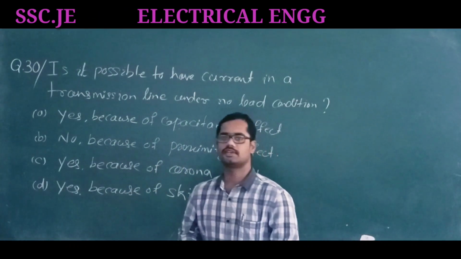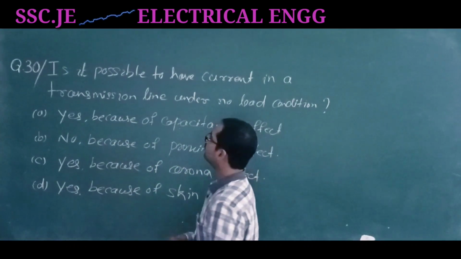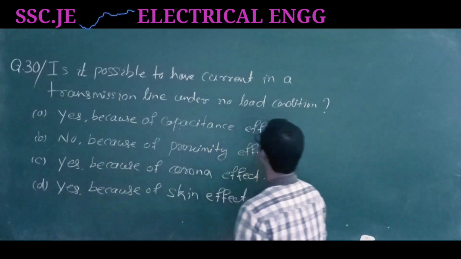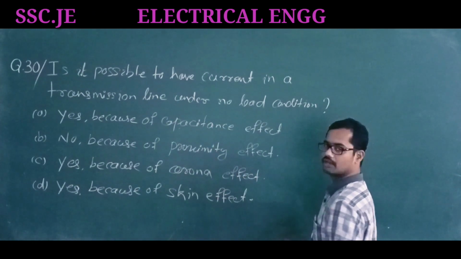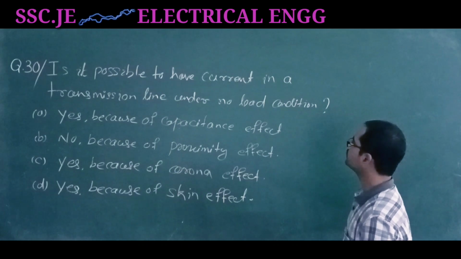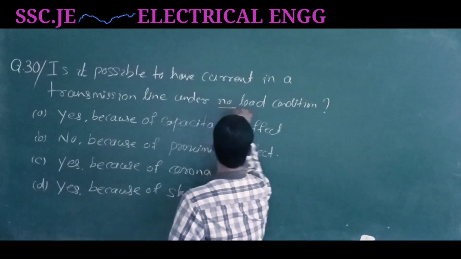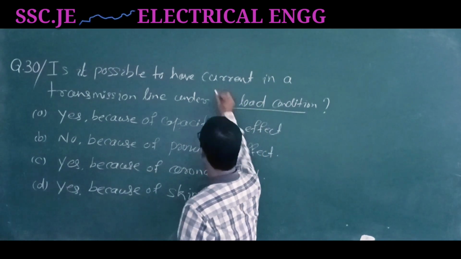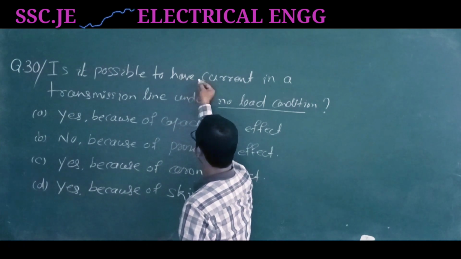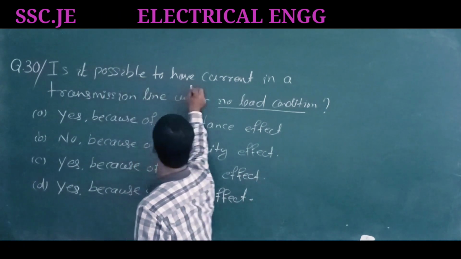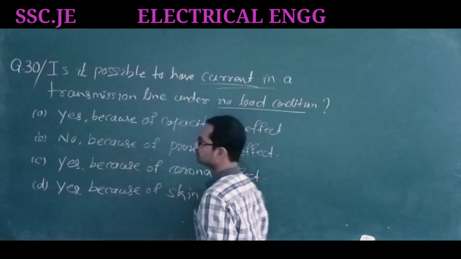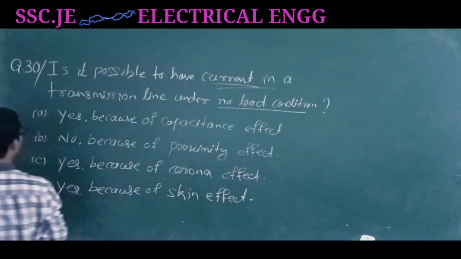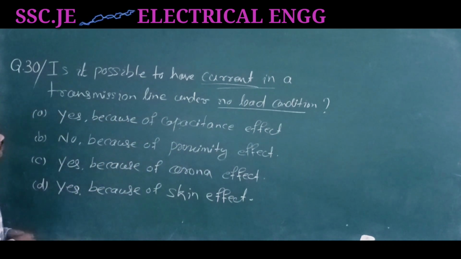So this is the last question. Is it possible to have a current in a transmission line under no load condition? The condition is under no load. The question is whether it is possible to have current in the transmission line. So the options are here.